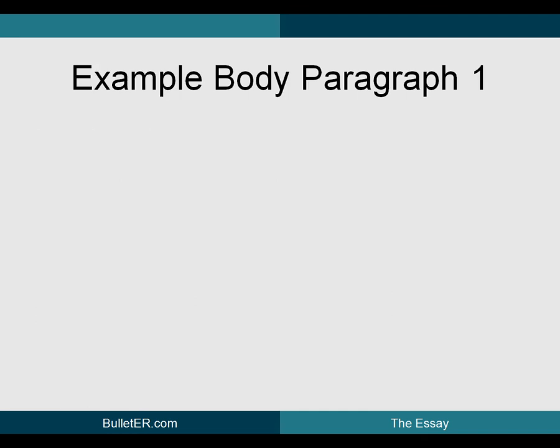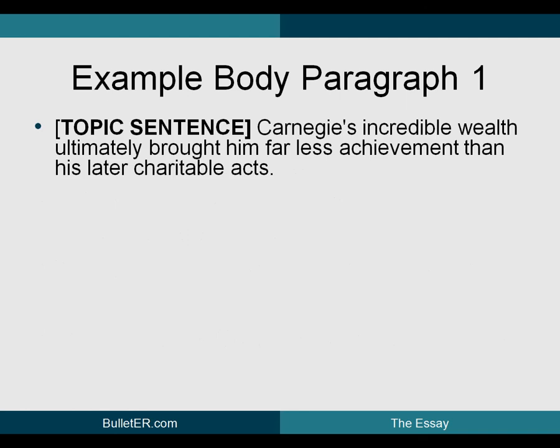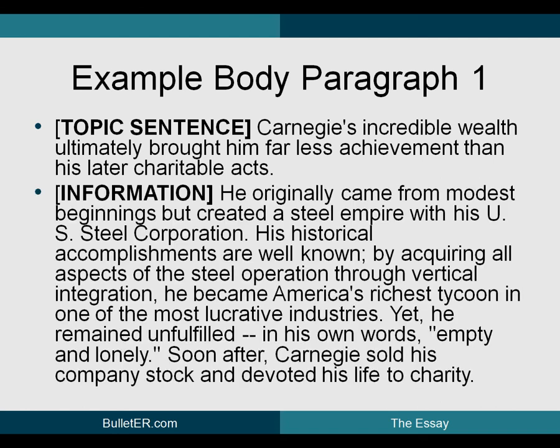Alright, so here's an example of a body paragraph. The topic sentence is just introducing the topic, telling the reader that this is a historical example about Andrew Carnegie and his incredible wealth. Through the next few sentences, we're telling Carnegie's story. Notice all the details we include. We have his origin from modest beginnings. We have his steel empire, U.S. Steel. We even put in a key vocabulary word, vertical integration, to add a deeper level of detail. Remember the golden rule, specific and detailed. That's what we're looking to achieve here.